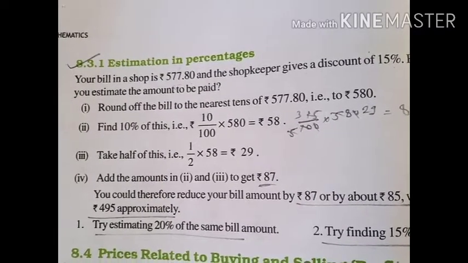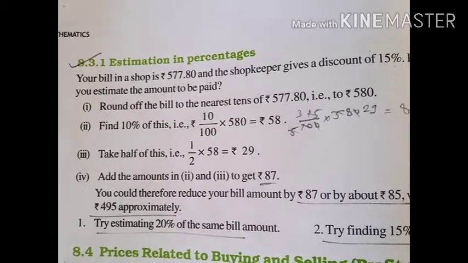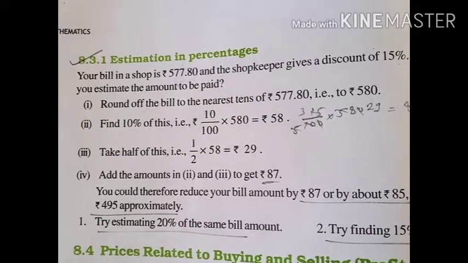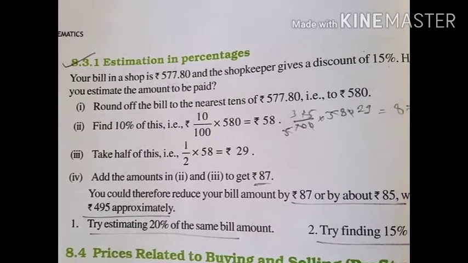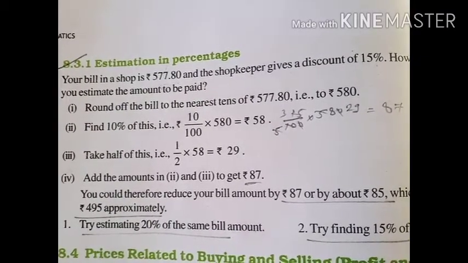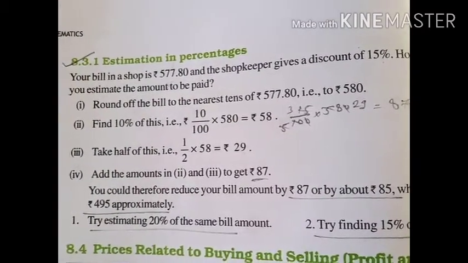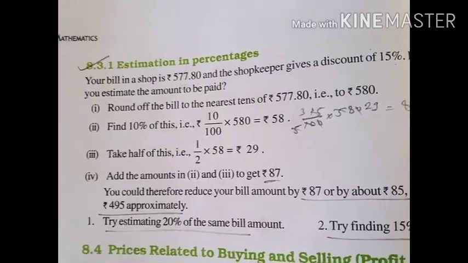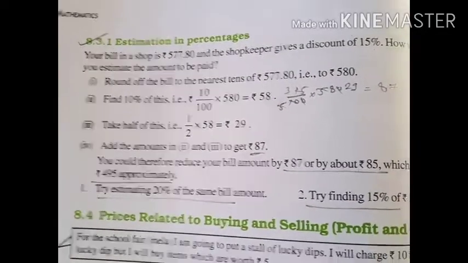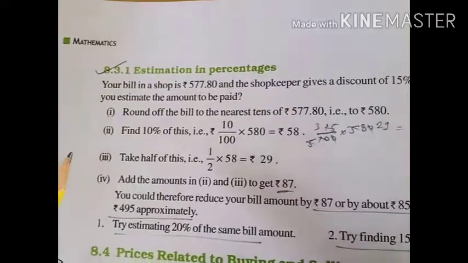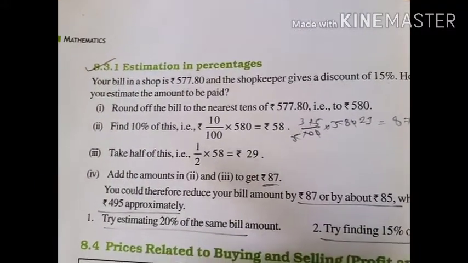So here one example is given. Your bill in a shop is rupees 577.80 and the shopkeeper gives a discount of 15%. How would you estimate the amount to be paid? The amount of that bill is given as 577 rupees. So we have to find its estimate.